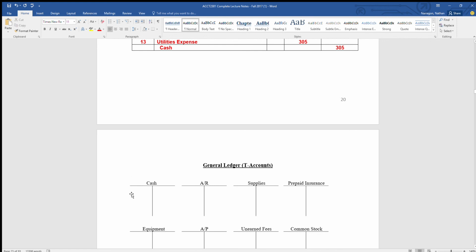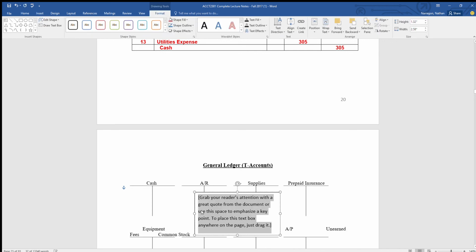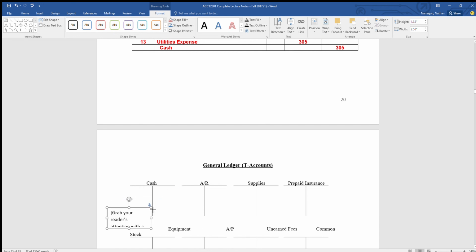So notice I can't really write in here. It won't let me. So right here I would put $30,000. So insert, let's see, text box. Oh, I love that. And then of course it's like that.